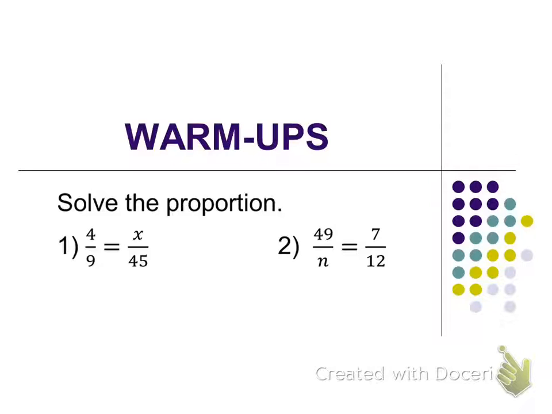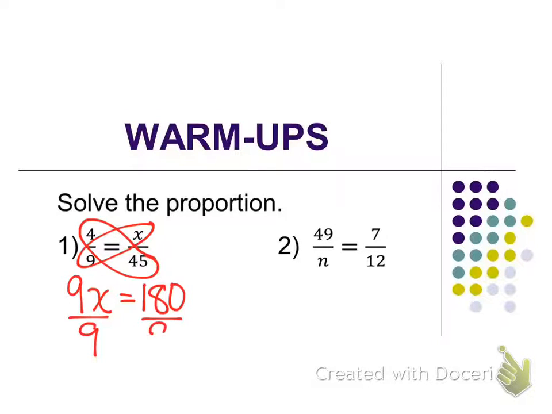We cross multiply and we set the cross products equal to each other. So that means that we multiply 9 times x. What is 9 times x? 9x. We set that equal to 4 times 45. What's 4 times 45? It is not 1800. It's 180. Then we still have to solve it. What do we do to solve? Divide by 9. What do we get for x? 20 would be the correct answer.